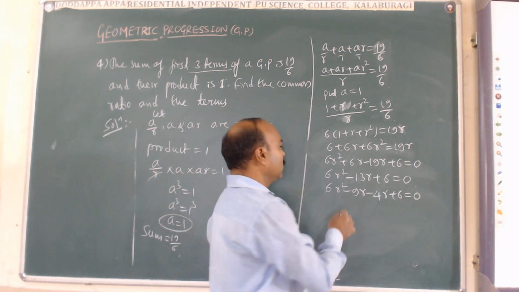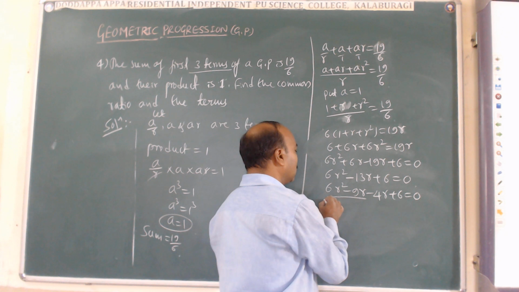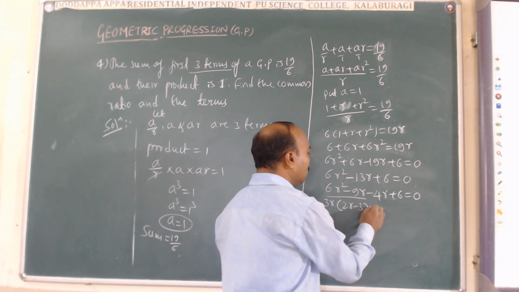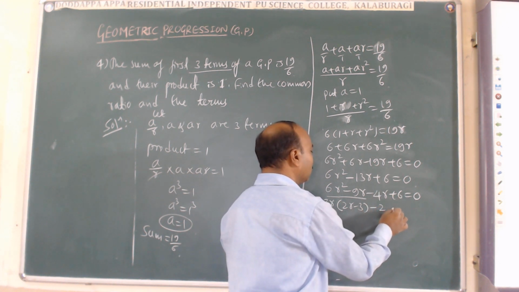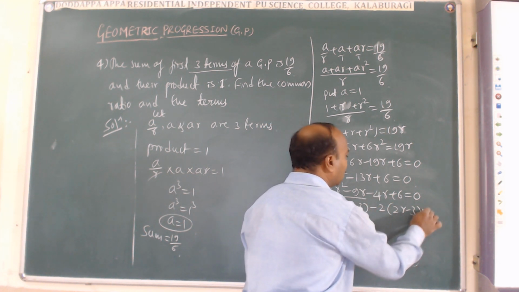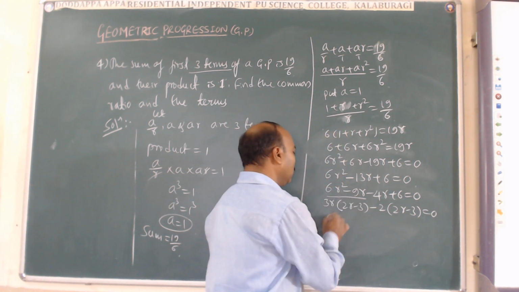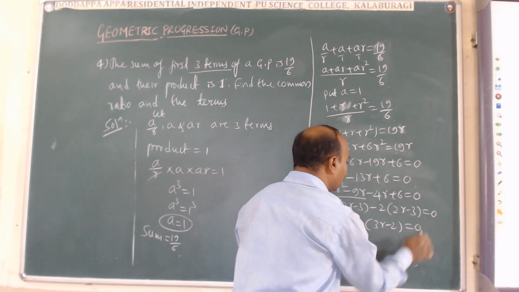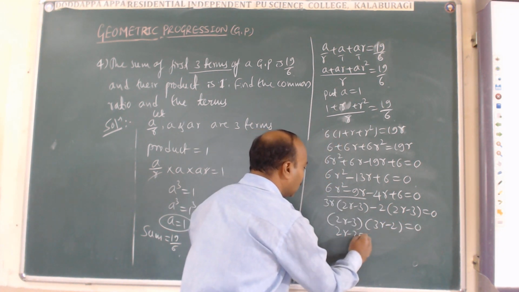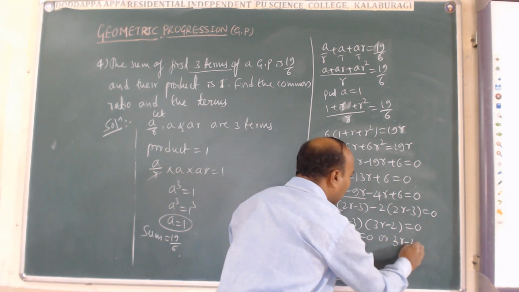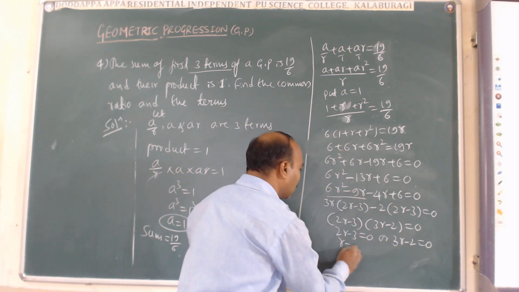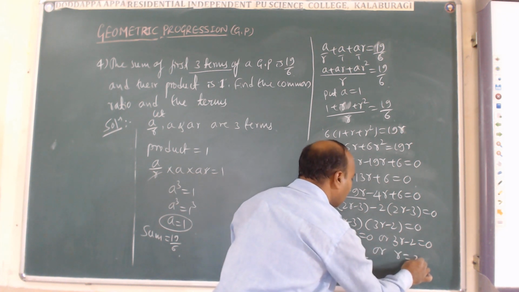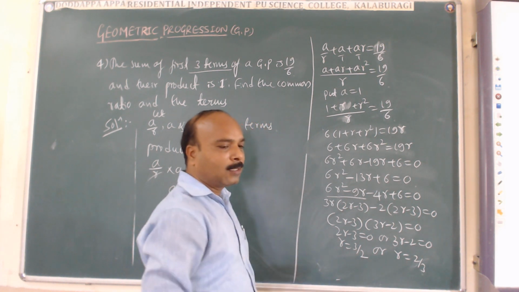These are two factors. Now what is common here? 3r is common in the first two terms, so we get 3r into 2r minus 3. In the other two, 2 is common, again we get 2r minus 3. Now the first bracket 2r minus 3, second bracket 3r minus 2 equal to 0. 2r minus 3 equal to 0 or 3r minus 2 equal to 0. r equal to 3 by 2 or r equal to 2 by 3. These are two values of r.